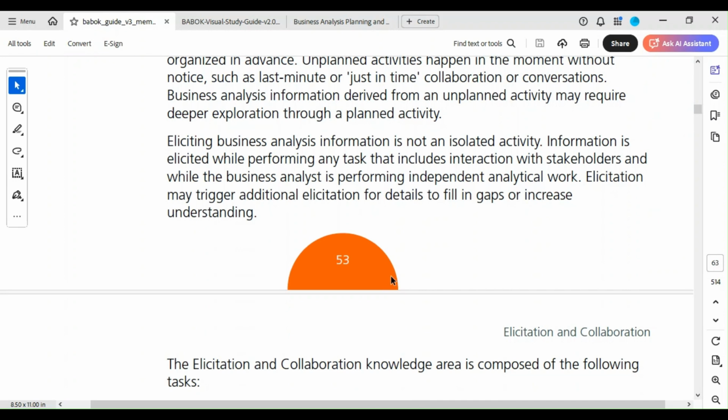Eliciting business analysis information is not an isolated activity. This is not a one-man show. And just like they mentioned, it's not something you just have to get from your stakeholders only. It has to be from here, there, and there. And information is elicited while performing any task that includes interaction with stakeholders, and while the business analyst is performing independent analytical work. So it could be your interaction with your stakeholder.